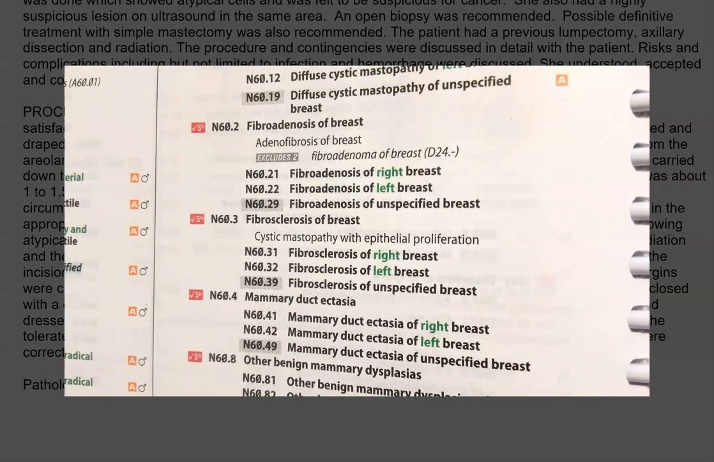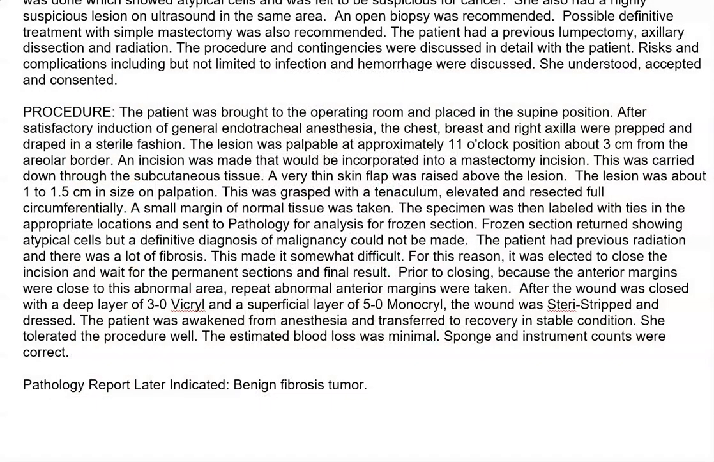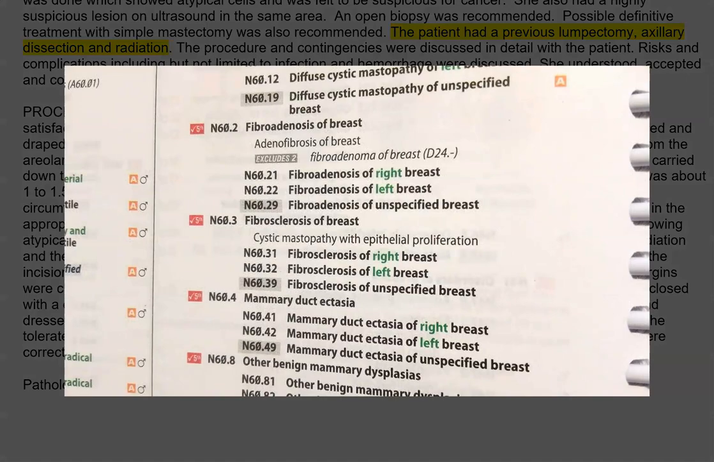Now, there are actually some other diagnoses that I want to pick up. So let's go back to the report. So in the report, the patient previously had breast cancer, and let me just highlight for you where it's located. So the patient has had a previous lumpectomy, axillary dissection, and radiation. So I actually can pick up two additional diagnosis codes. So let's actually talk about and look at the same time.